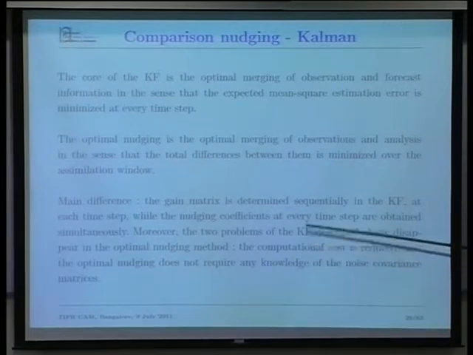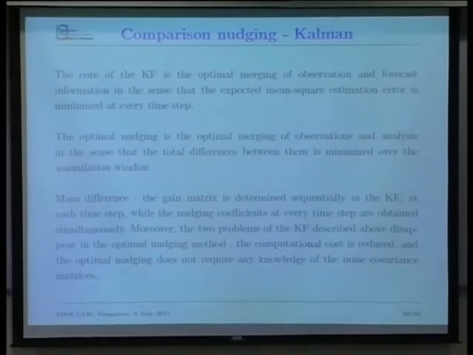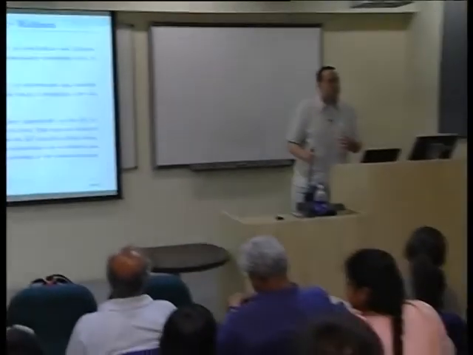So if you assume that you have the optimal nudging matrix, the computational cost of the optimal nudging is the same as the standard nudging. So it's very low compared to the Kalman filter. And you do not need any knowledge about the noise covariance matrix of the model error. Yeah. Do you still require that the perturbations be small enough for linear approximations? In Kalman filter? No, in the nudging.